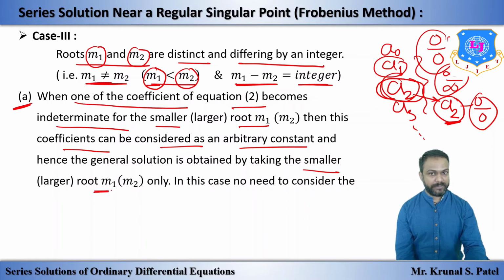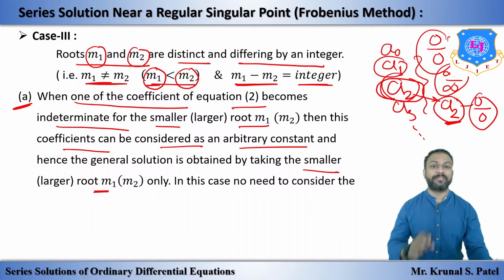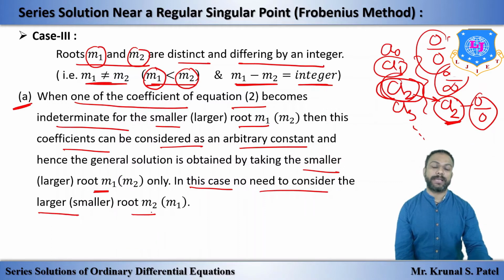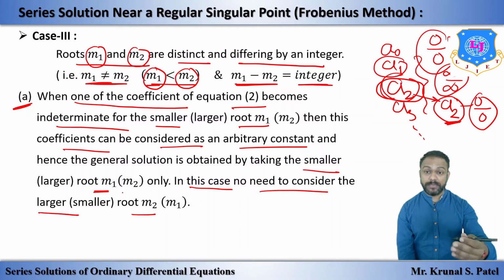Okay, m1 only, taking the smaller root only, same as case number 2. But we have to just put a2 as a2, a3 as a3 if we have a2 and a3 in indeterminate form, that means in 0 by 0 form. And in this case, no need to consider the larger root m2 if for the smaller root this happened. And if this happened for the larger root, the same process will be done by the larger root, and no need to consider the smaller root. Okay, vice versa. This is our case 3's first case.